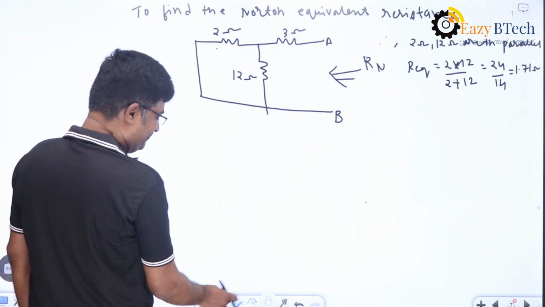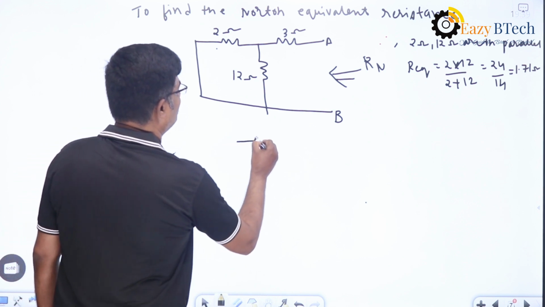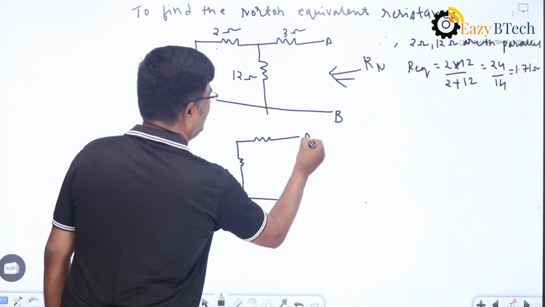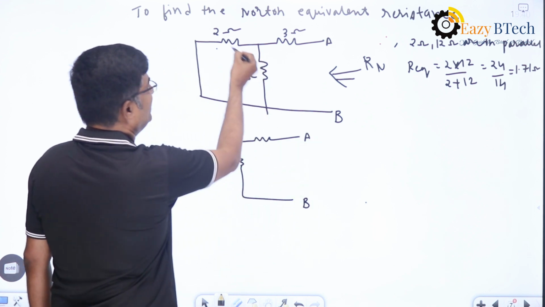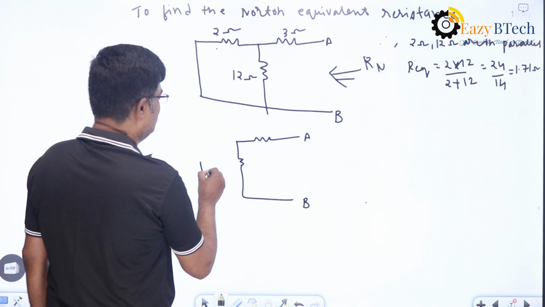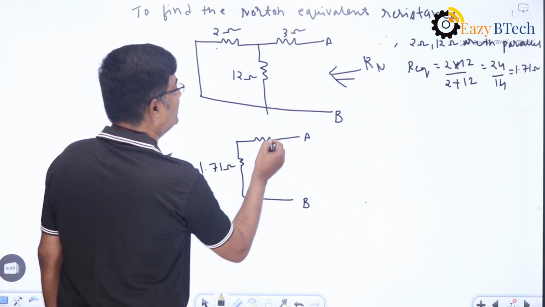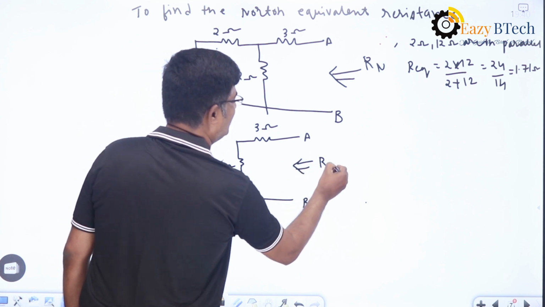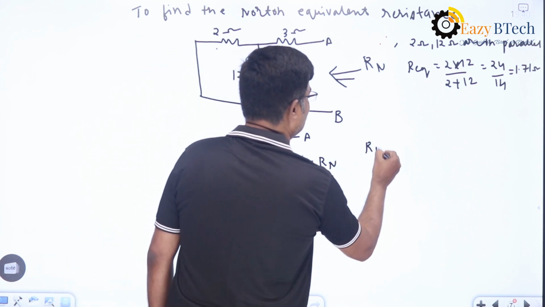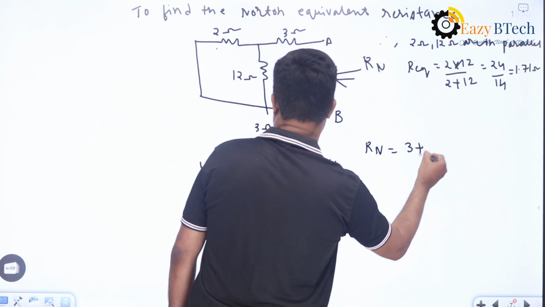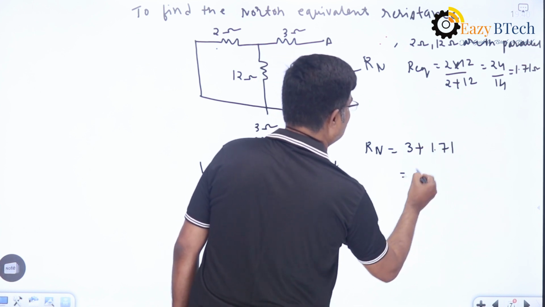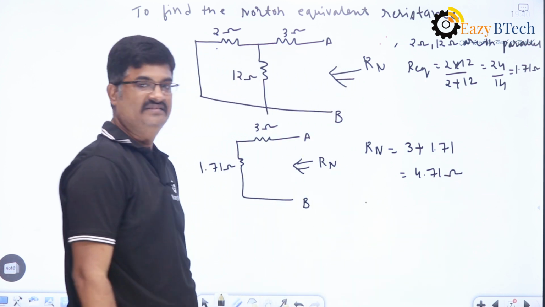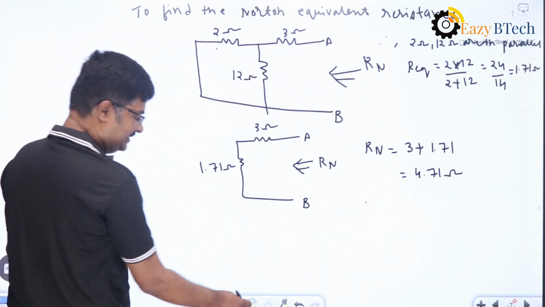Now further if I am simplifying, this is 3 ohm I will be having. This is A and this is B. The equivalent of 2 and 12 is 1.71 ohm, and here this is equal to 3 ohm. From here, I am seeing the value of Rn. So my Rn is equal to 3 plus 1.71, which is equal to 4.71 ohm. 4.71 ohm is the total equivalent resistor.